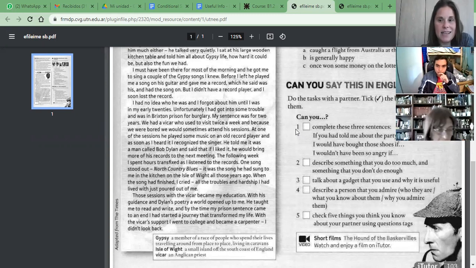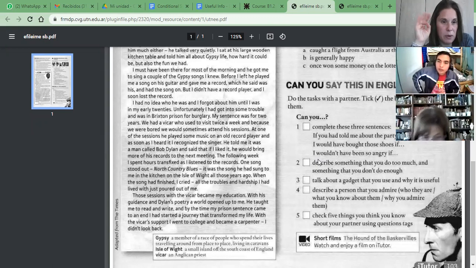It says complete these 3 sentences, and you have 3 sentences. I will ask you to write them down and complete them personally for you. Then we're going to read them. For example, the first says, if you had told me about the party earlier, and then you have to complete it. I would have bought those shoes if, and you have to complete it. I wouldn't have been so angry if, and you have to complete it.